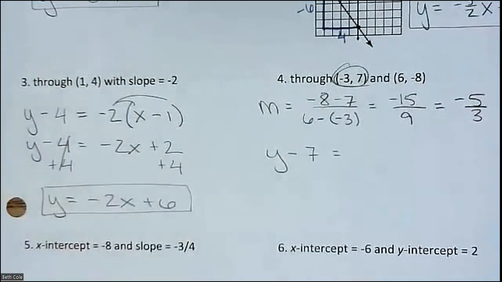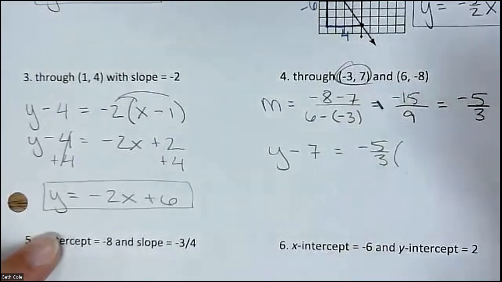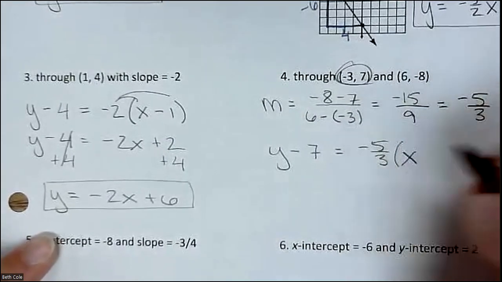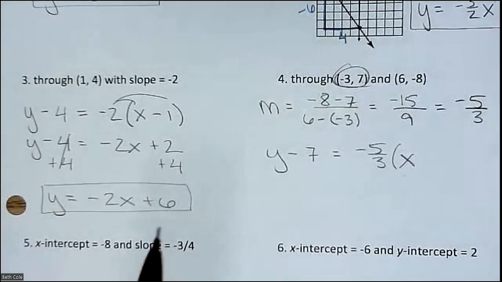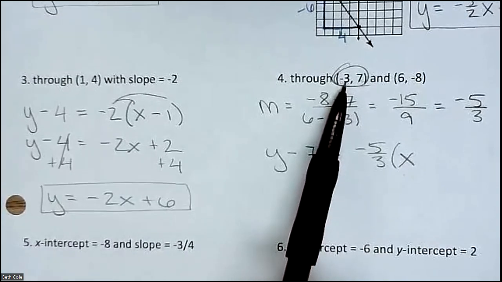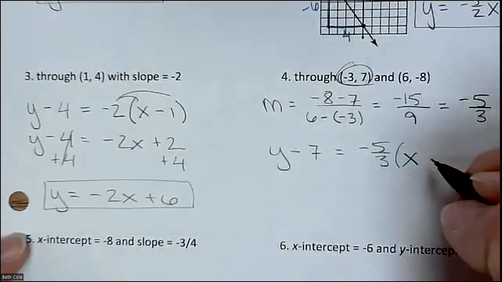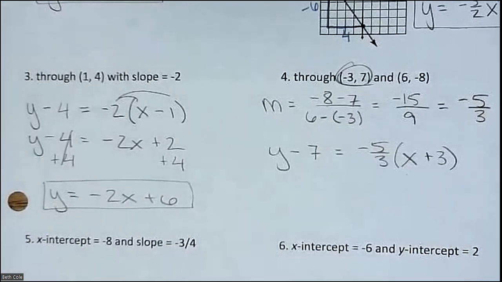Y minus 7 equals, what is your next item that's going to come up? Slope. -5/3, parenthesis, x minus, now it's x minus -3, which would be x plus 3. If you have a minus a negative, my suggestion is just go ahead and write plus, because negatives cancel.